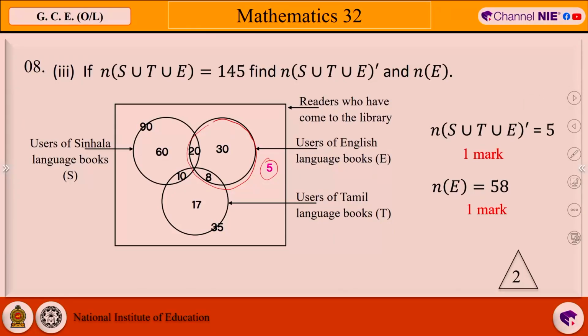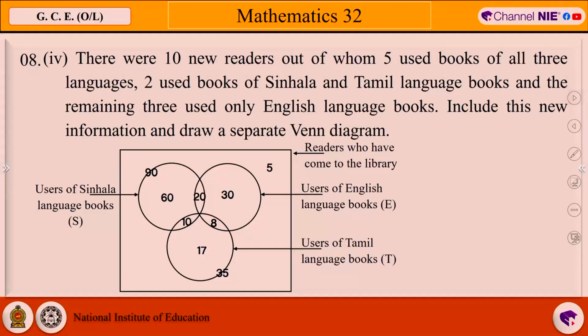After obtaining this mark, we will move on to the 4th part. In the 4th part, it says there were 10 new readers, out of whom 5 used books of all 3 languages, 2 used books of Sinhala and Tamil language books, and the remaining 3 used only English language books. So, to represent this data, we have to use a new Venn diagram. We will see what it is.